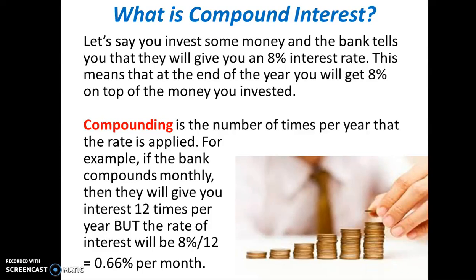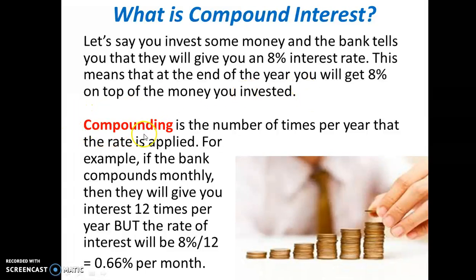So let's say you invest some money and the bank tells you that they will give you an 8% interest rate. This means that at the end of the year, you will get 8% on top of the money you invested. So whatever you put in, they give you 8% of that, and then your bank account or investment rises in value. That's called simple interest.